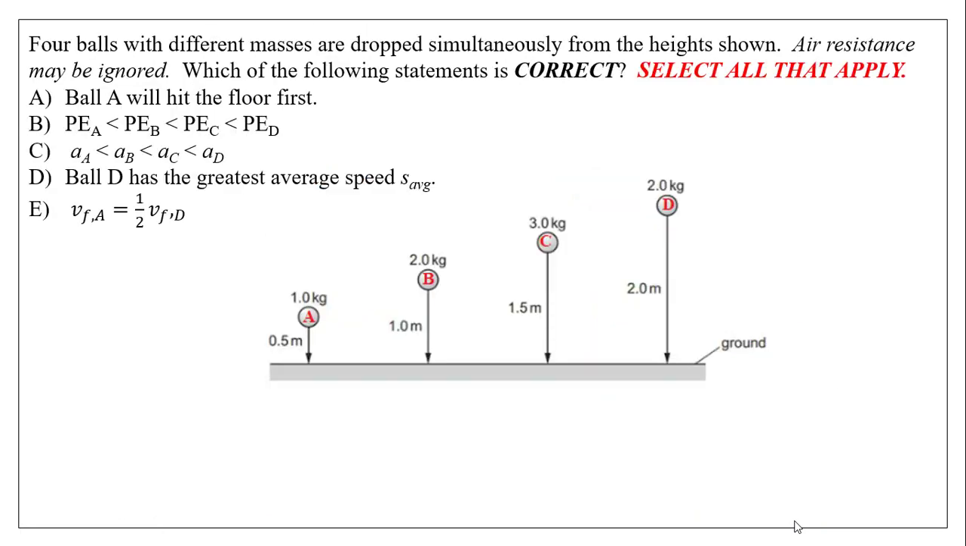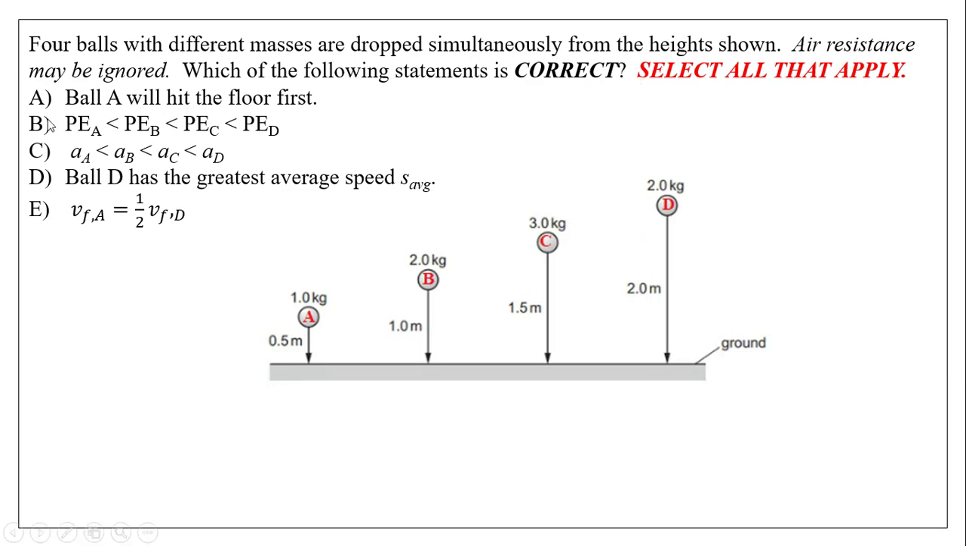All right, let's crack this one out. This one gives you 4 different masses. Here's A, B, C, and D. Mass A is 1 kilogram, B is 2 kilograms, C is 3 kilograms, and D is 2 kilograms. They're all located at different heights above the ground as indicated in the drawing. We are asked to select the correct statements, and select all that apply.